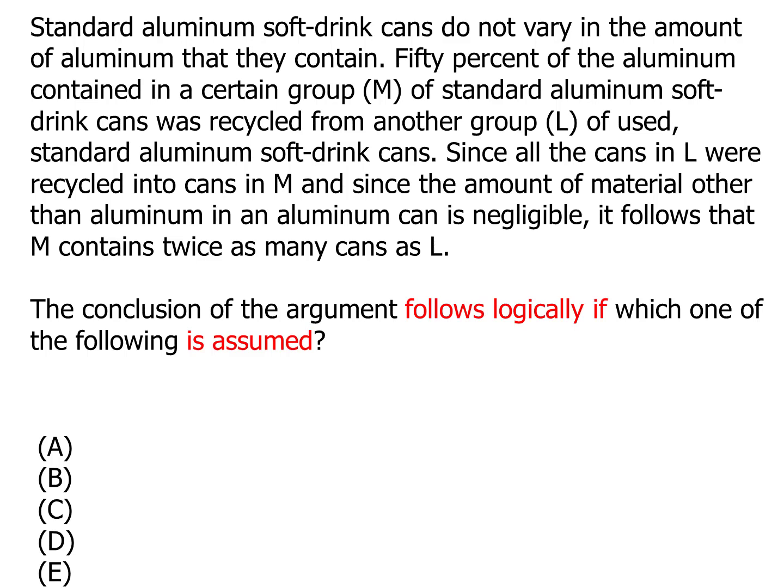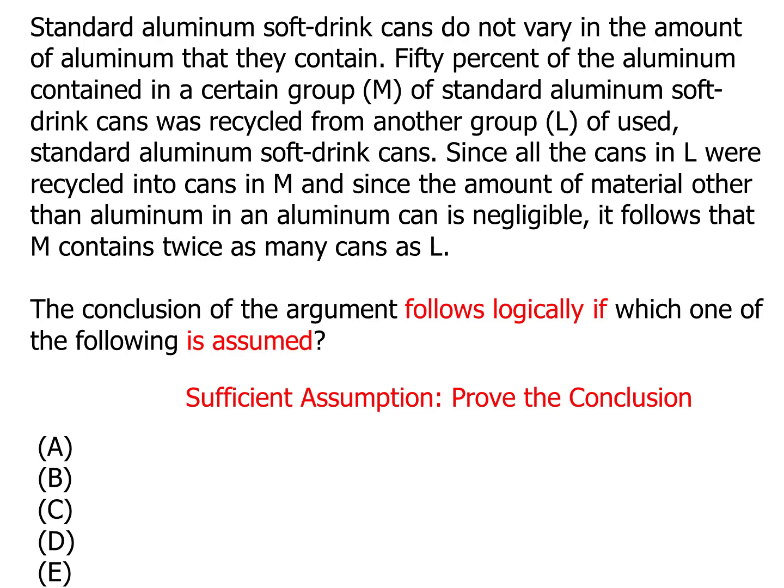Question 13. This question is a sufficient assumption question, and we know that because the question stem says that the conclusion of the argument follows logically if which of the following is assumed. So on a sufficient assumption question, the correct answer is going to be a new piece of information, an extra piece of evidence that when we add it to the evidence that we've already been given in the stimulus, will prove the conclusion true beyond the shadow of a doubt. 100% it will be sufficient to prove the conclusion.